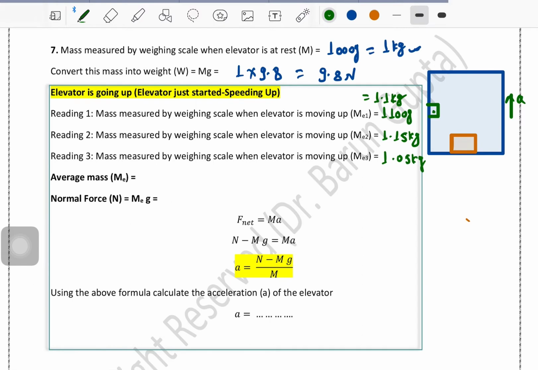All right. So if I do the average of all these numbers, in order to do the average, add all these numbers together and divide by 3. Okay. So if you want to measure the average, you will have to do 1.1 plus 1.15 plus 1.05 and divide by 3. So just do that calculation and see what number you get.